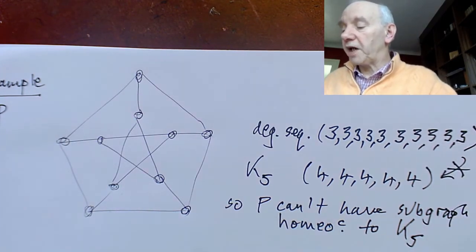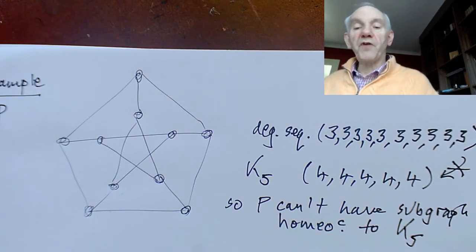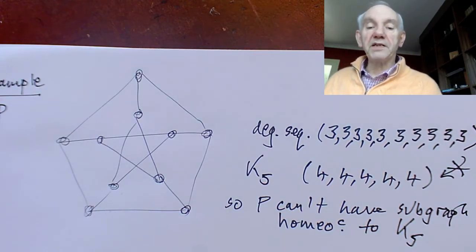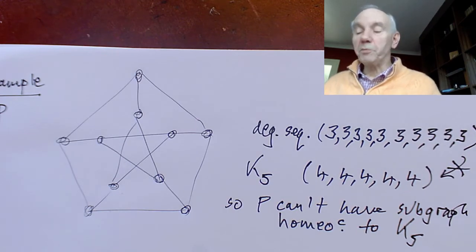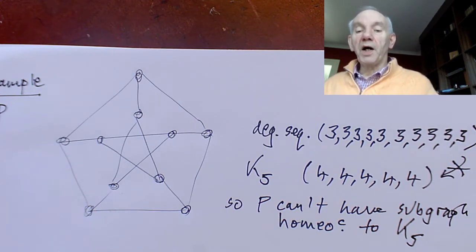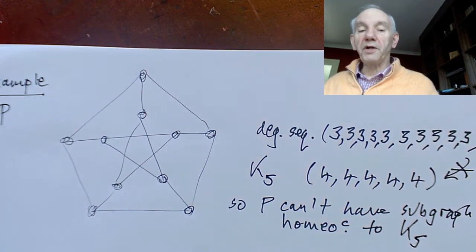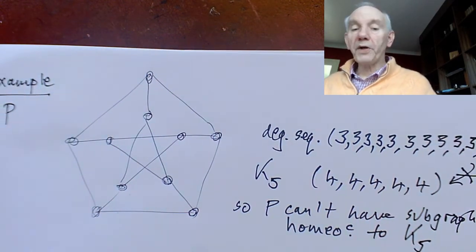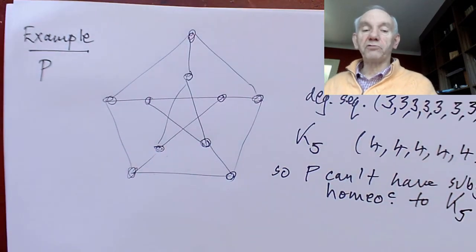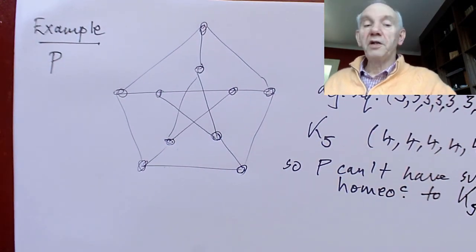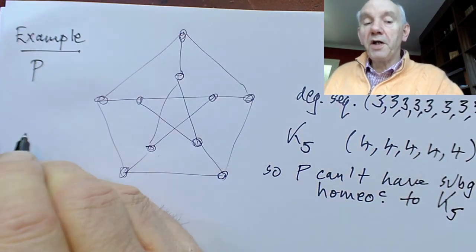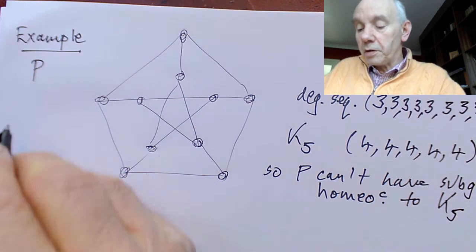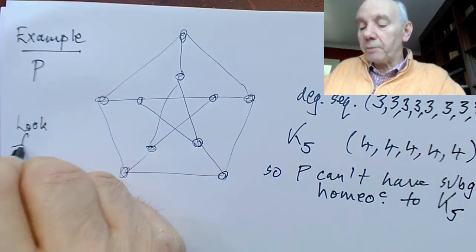Okay, but I might be able to get to K3,3. So in fact, by Kuratowski's theorem, we know that's the only hope, because you might guess that P is not planar. It's fairly obvious, I think, that P is not planar. It's even more complicated than K5. So assuming we guess it's not planar, it's got to contain, by Kuratowski's theorem, a subgraph homeomorphic to K3,3. Okay, so we look for K3,3 up to homeomorphism.